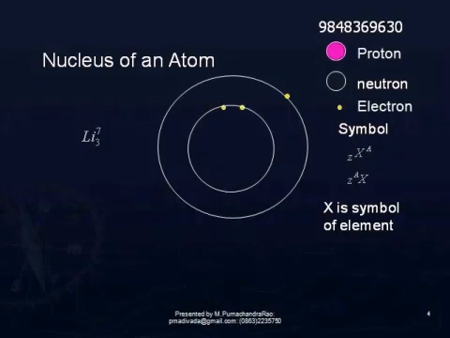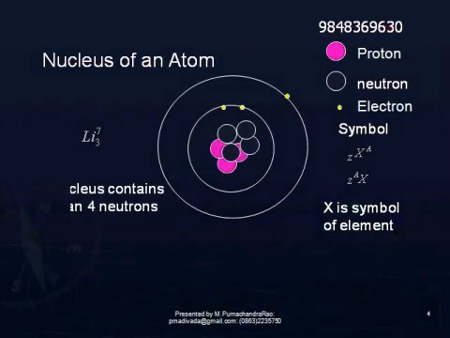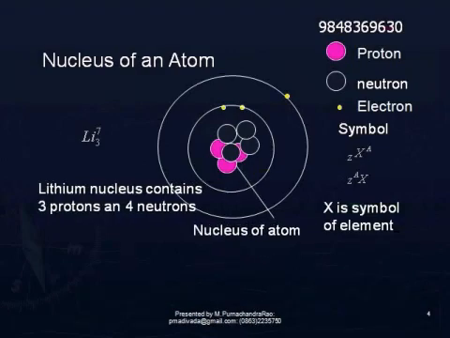Let us take an example. If we take a lithium atom, in the nucleus there are 4 neutrons and 3 protons. So the mass number is 7 and the proton number is 3. So Z is 3 and A is 7. So it will be written as Li with 3 as subscript and 7 as superscript. Like this we represent the nucleus.